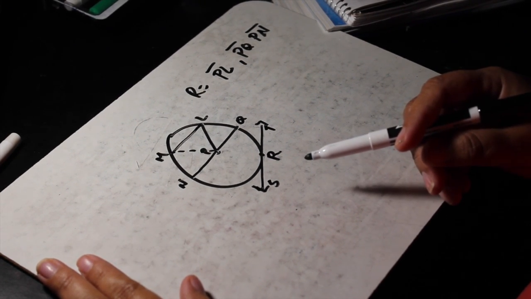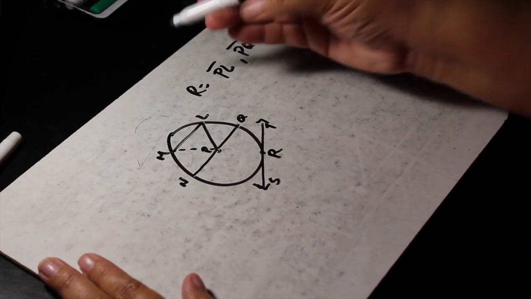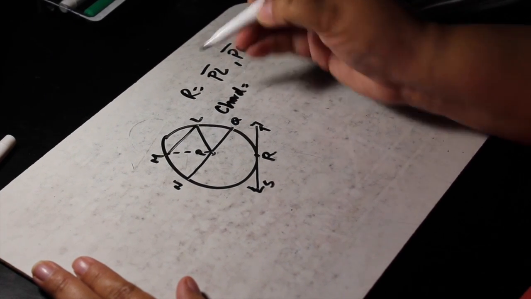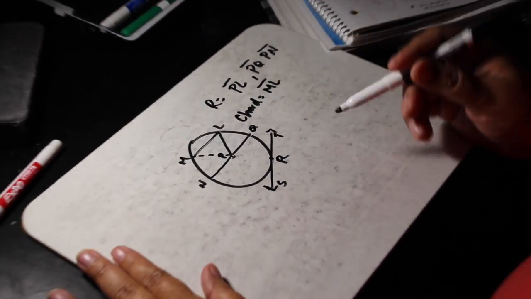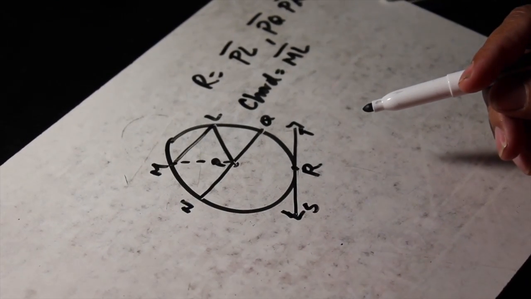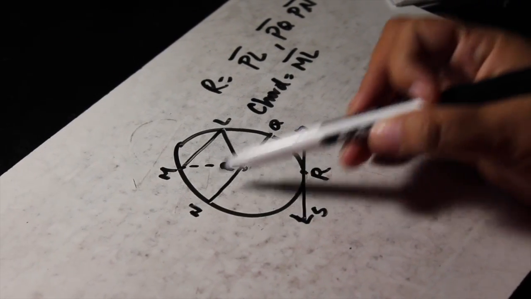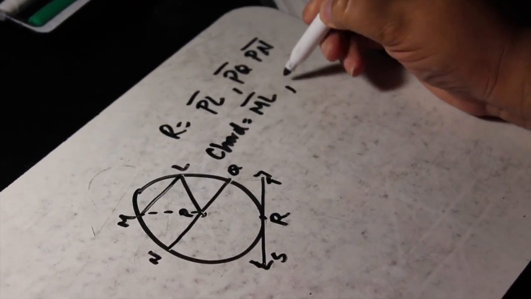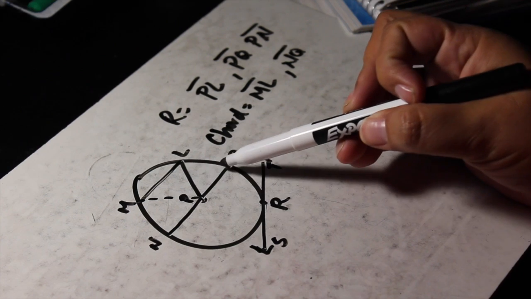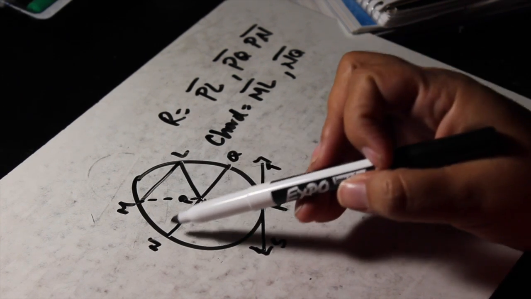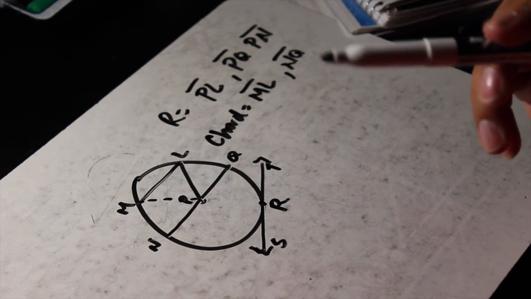The next question is identify 2 chords. So one chord could be ML. Remember, this is a line segment. ML is a chord. Another chord is, believe it or not, NQ. I know it's also a diameter, but NQ is also a chord. Why? Because the definition of a chord is a line segment whose endpoints lie on a circle. It didn't say it could not go through the middle. So NQ is a chord.